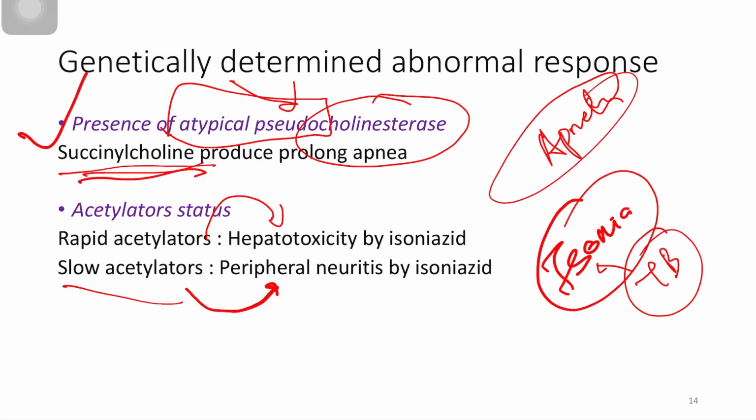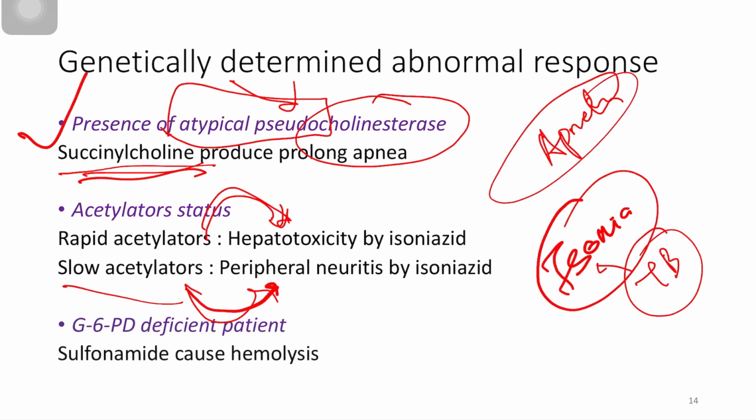If the acetylator status or the metabolism is fast, that can create some types of adverse drug reaction. If the metabolism is slow, that can lead to other types of adverse drug reactions. So depending upon the abnormal status of metabolism, adverse drug reactions can occur. And one more example is G6PD deficiency.